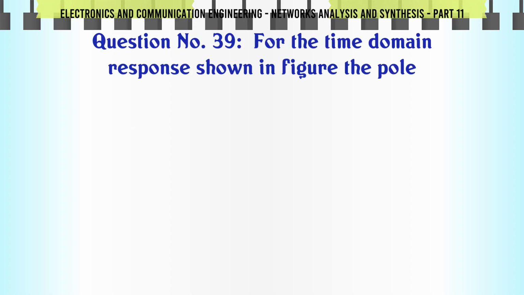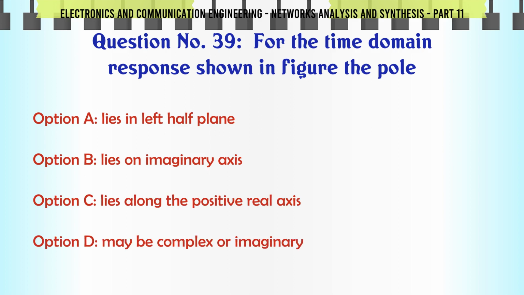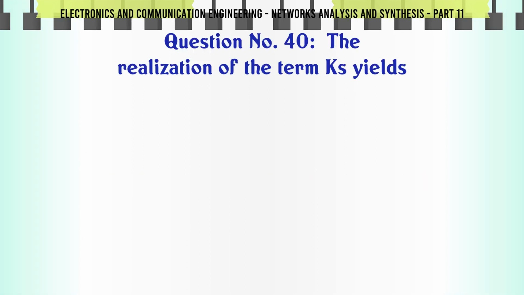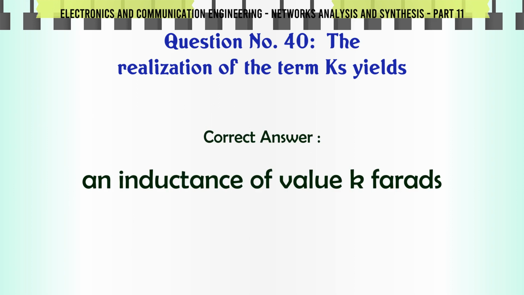For the time domain response shown in the figure, the pole: A) lies in the left half plane, B) lies on the imaginary axis, C) lies along the positive real axis, D) may be complex or imaginary. The correct answer is lies along the positive real axis. The realization of the term Ks yields: A) a resistance of value K ohms, B) a capacitance of value K farads, C) an inductance of value K henrys, D) either B or C. The correct answer is an inductance of value K henrys.